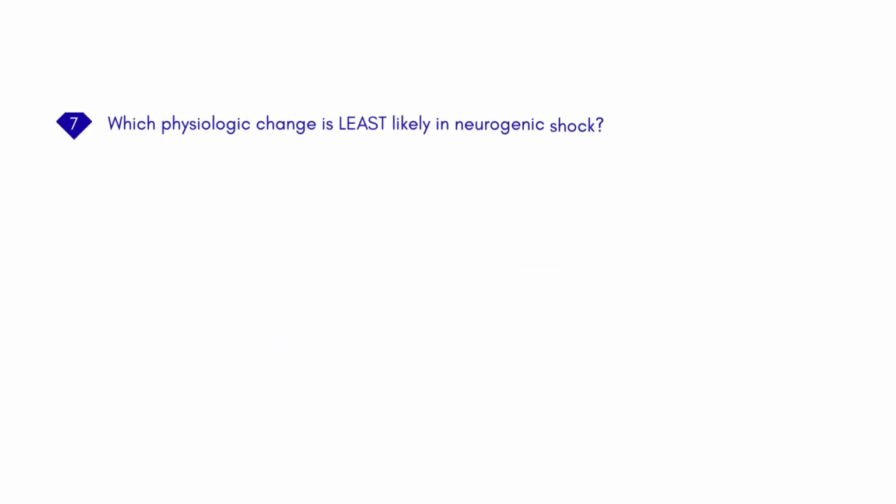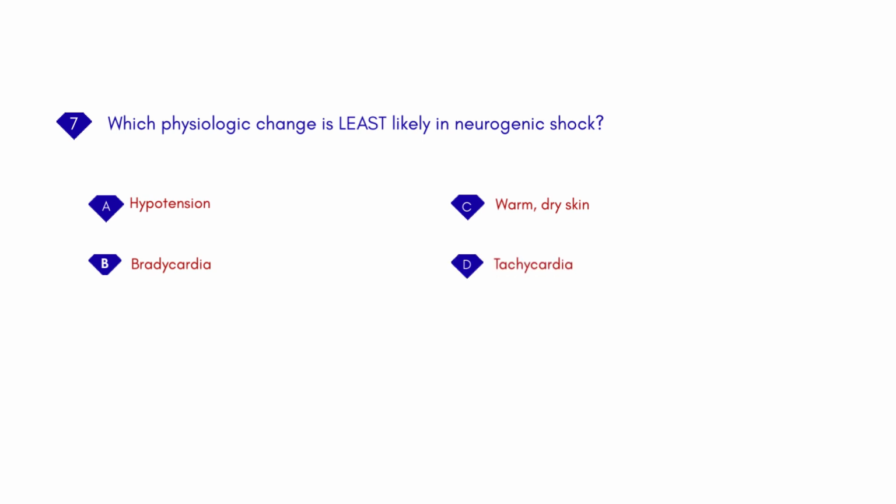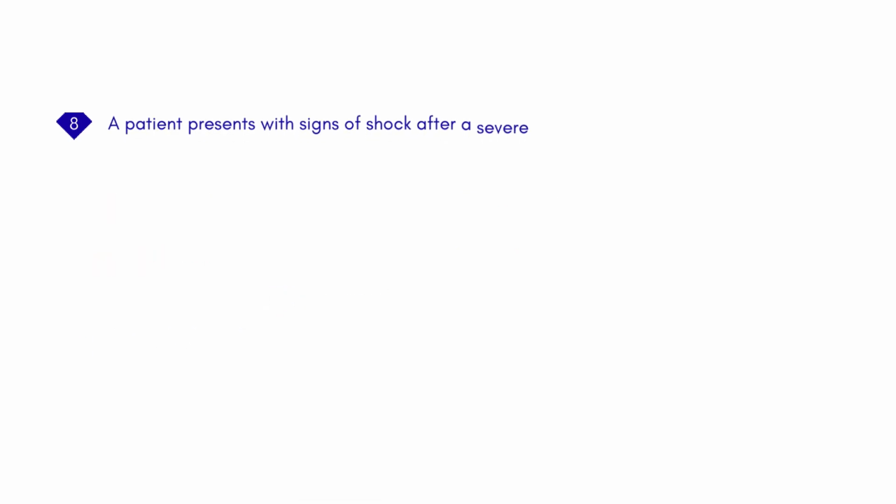Which physiologic change is least likely in neurogenic shock? A. Hypotension. B. Bradycardia. C. Warm, dry skin. D. Tachycardia. E. Decreased systemic vascular resistance. Answer: D. Tachycardia.